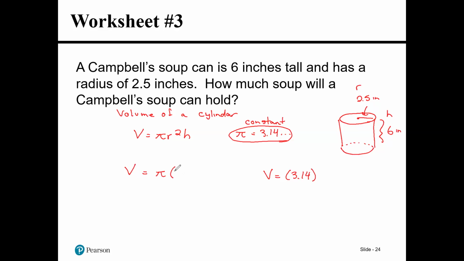But we're going to have our radius squared. So the radius is the 2.5 squared times h, which is how tall my soup can is, my height, and it's going to be 6. Like I said, I'm going to do both of these in case you couldn't find a pi key on your calculator. So we will have pi times 2.5 squared, I'm just going to do this all on my calculator, times 6.